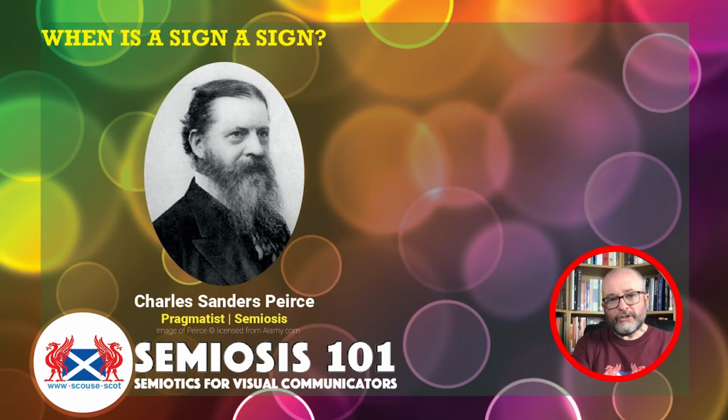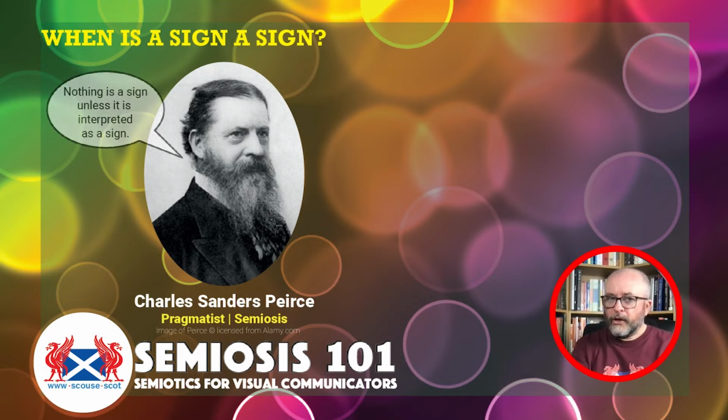This week we're going to focus on some fundamental, obvious elements that can get lost in the theory. And this is one that I have to keep reminding my students of when they struggle with the theory, focusing on the fundamental aspect of when is a sign a sign. Okay, so we're talking about semiotic signs here, and let's go back to Peirce as our starting point, who says nothing is a sign unless it is interpreted as a sign.